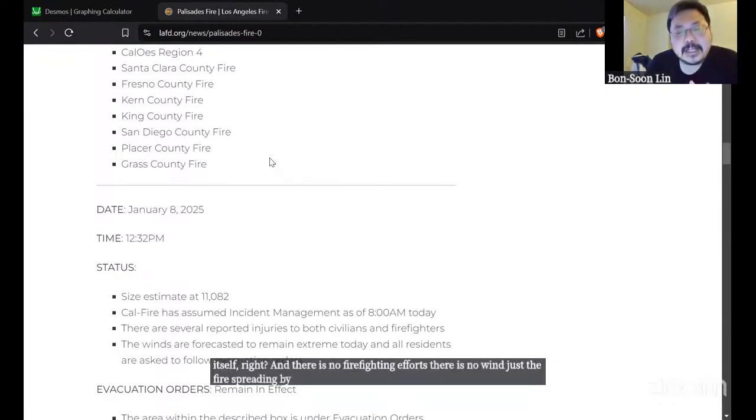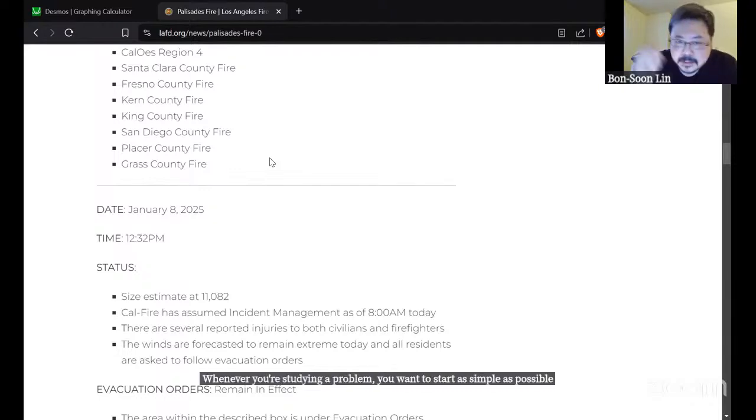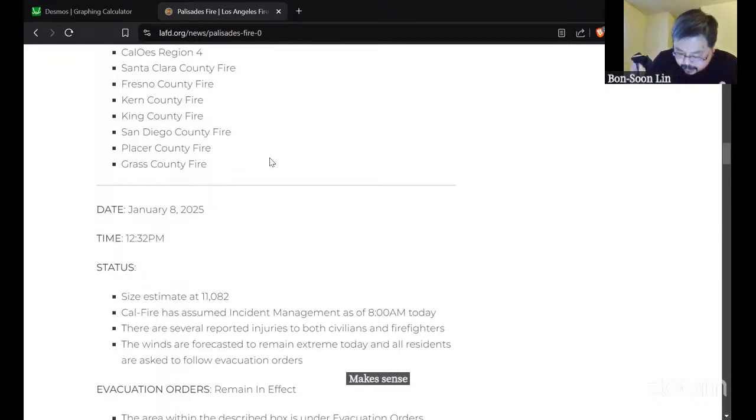Sort of the most basic situation. Again, whenever you're studying a problem, you want to start as simple as possible, and then we slowly add complication to see if we can. Make sense? Okay. So let me go to my notes right here.